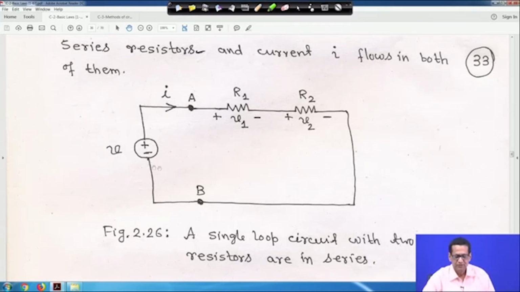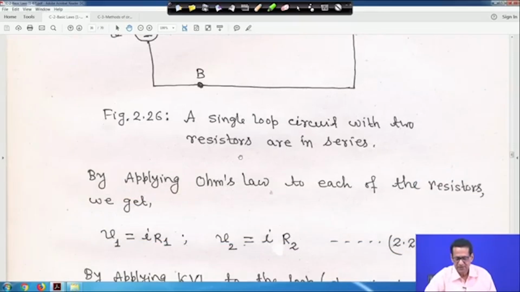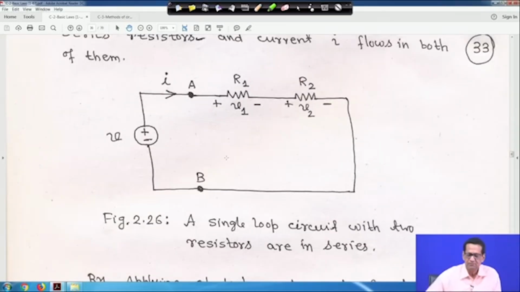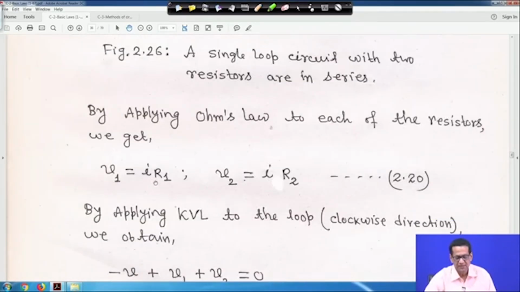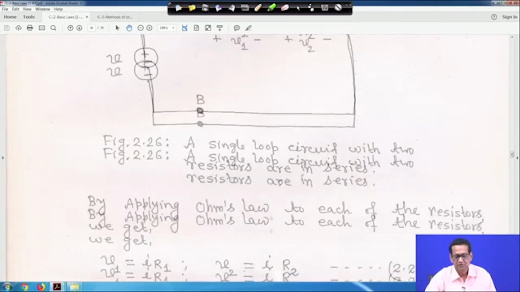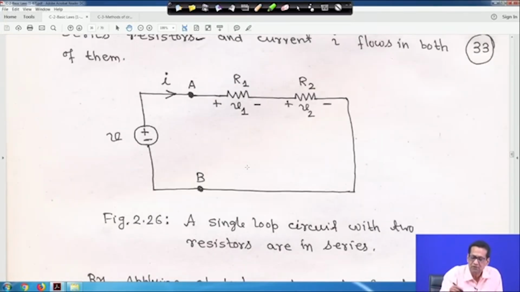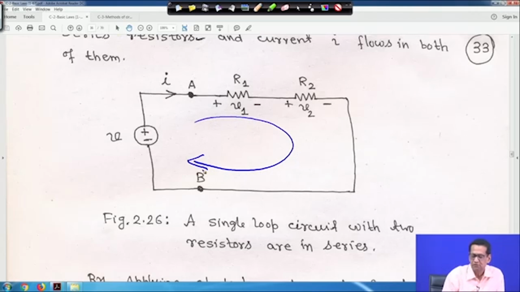In this case we also apply the same thing, KVL. First, if you apply Ohm's law, V1 is equal to I into R1 and V2 is equal to I into R2. Now, you apply KVL. You go clockwise, right. In this case it will encounter the minus terminal first, so it will be minus V, then moving clockwise it will encounter the plus terminal here for R1 and the plus terminal here for R2. So, minus V plus V1 plus V2 is equal to 0.